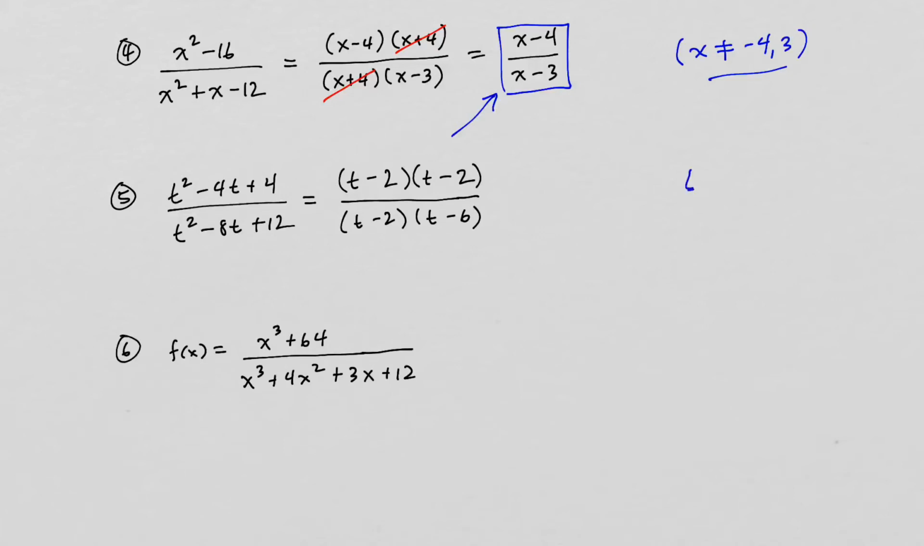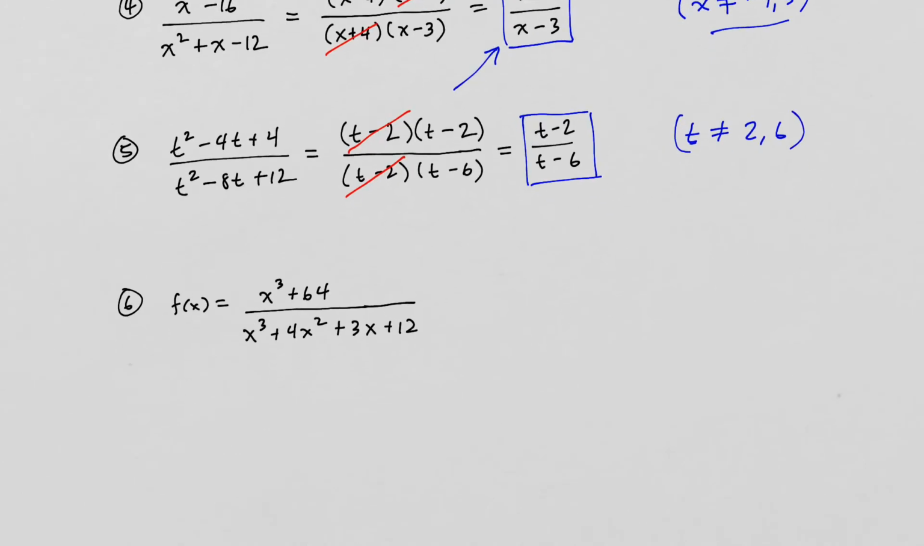Next, we'll state our restrictions. t cannot be equal to positive 2 or positive 6 because it makes each of these factors equal to 0, respectively. And then finally, we can cancel. Now, notice we have a t minus 2 down here, and we have two factors of t minus 2 in the numerator. It doesn't matter which one you cancel out. But what we have left over is t minus 2 over t minus 6. Okay, let's move on to the next one.